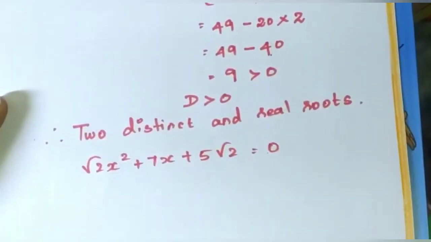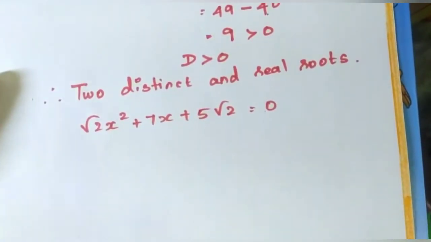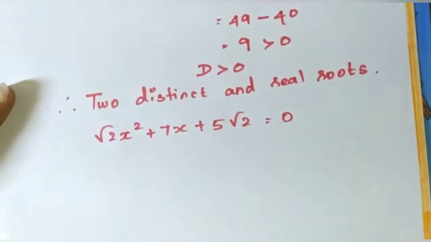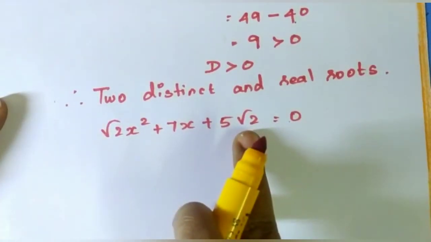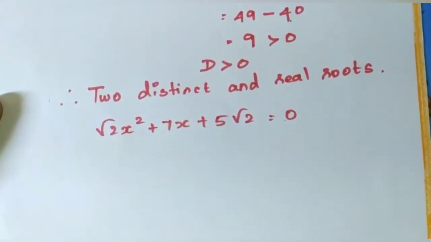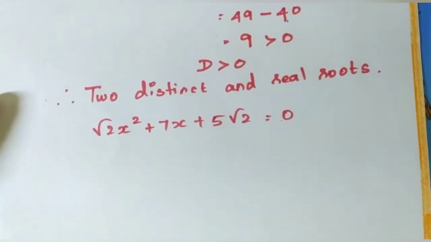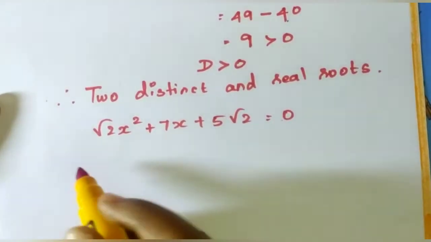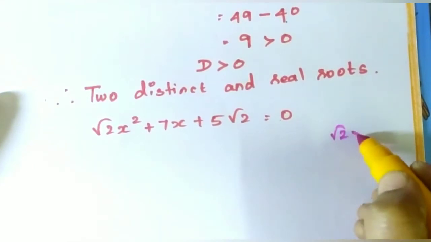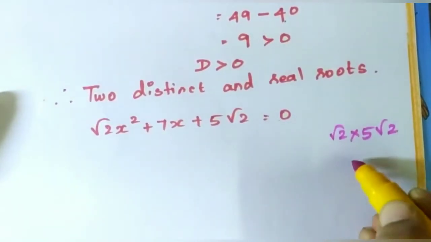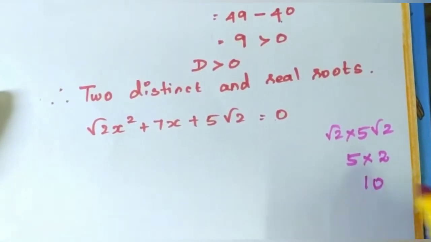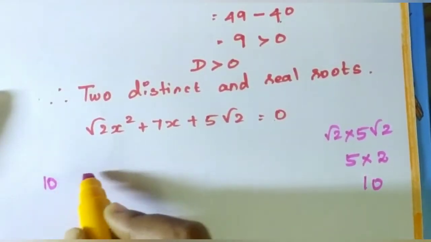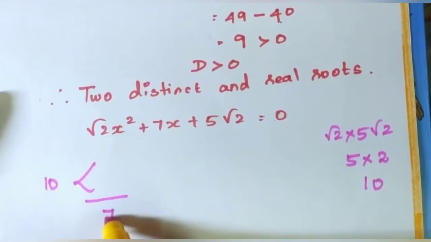So listen carefully. What is the first step? Same steps only you are going to follow. Root 2 into 5 into root 2. So 5, root 2 into root 2 is 2. 5 2s are 10. So I'm going to write 10 here and 7 here.